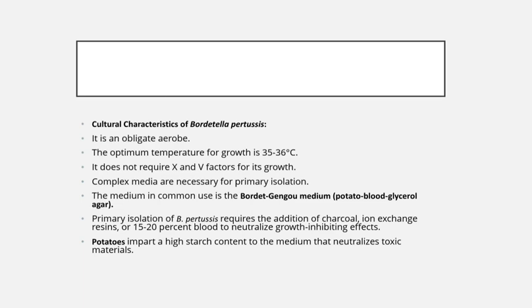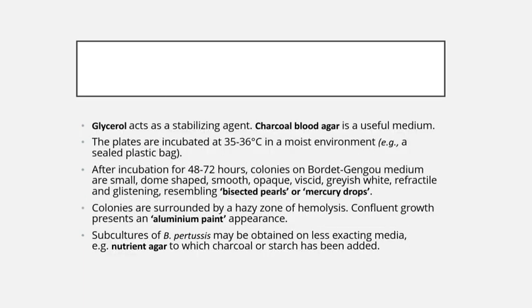the Bordet-Gengou medium, potato blood glycerol agar. Primary isolation of B. pertussis requires the addition of charcoal, ion exchange resins, or 15 to 20% blood to neutralize the growth inhibiting effects. Potatoes impart a high starch content to the medium that neutralizes the toxic materials. Glycerol acts as a stabilizing agent. Charcoal blood agar is a useful medium.